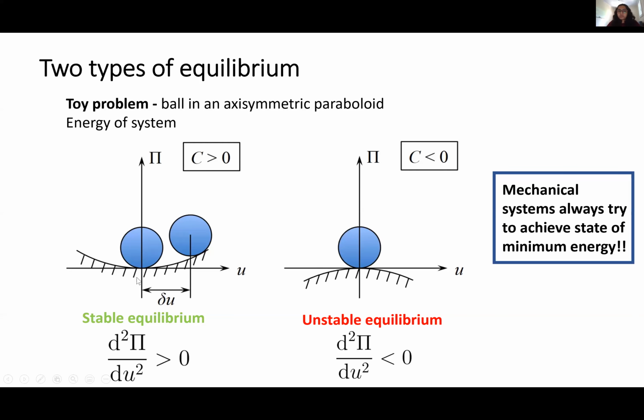In both cases, the net force on the ball is 0, so the ball is in equilibrium. But in a stable equilibrium, if we perturb the ball from its current position, it comes back to its initial position. In an unstable equilibrium, on perturbation, the ball doesn't return to its initial position. We can also see that stable and unstable equilibrium coincide with the minima and maxima of energy. Using this toy problem, we can see that mechanical systems always try to achieve a state of minimum energy.